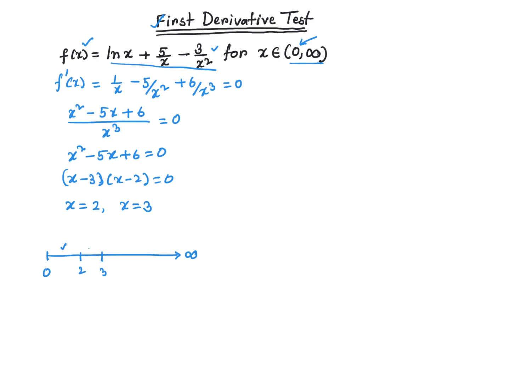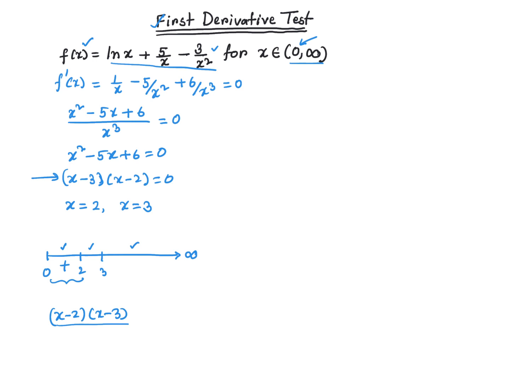At this point, we need to evaluate the derivative in these three intervals. We can just evaluate this expression, x minus 2 times x minus 3. All we need is the sign of the derivative, right? That's all that matters. If x is between 0 and 2, both of these numbers are negative, so the product of two negative numbers is going to give you positive. So this is going to be positive.